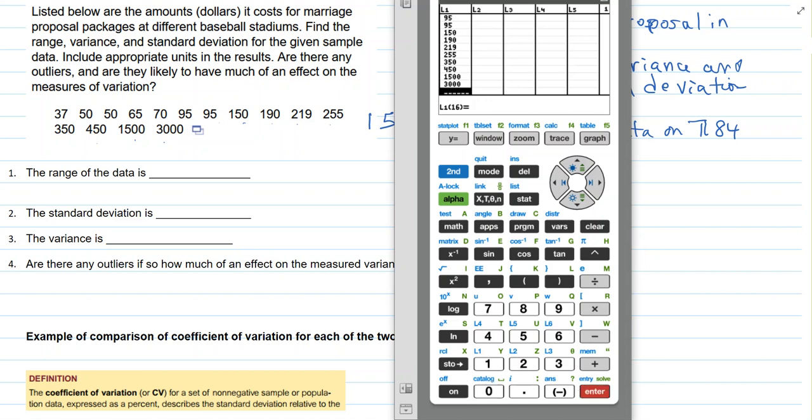Okay, now I'm going to double check. These numbers are fluctuating a lot. They're very, very small all the way to very large. So I'm going to double check. 3,000, 1,500, 450, 350, 255, 219, 190, 150, 95 twice, 70, 65, 50, 50 twice, and 37. Good.